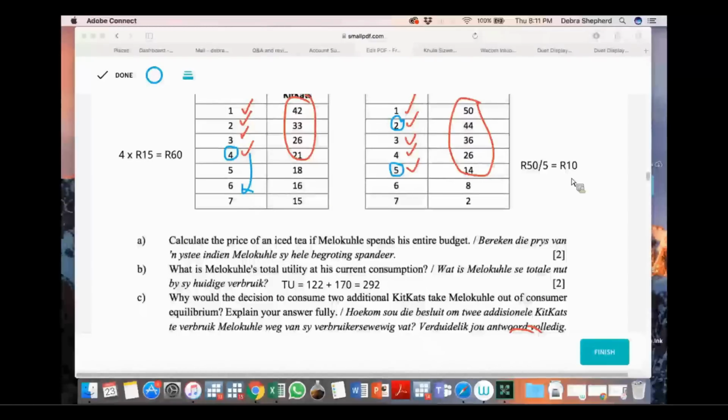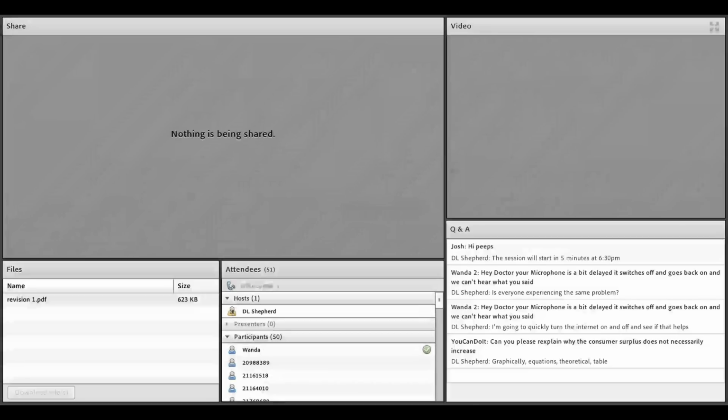And if iced tea is 10 Rand each, and he used to buy 5, but now he has to spend 30 Rand less on iced tea, then he's buying 3 fewer iced teas. So the decision to increase Kit Kat consumption by 2 comes at the cost of decreasing his iced tea consumption by 3. So that's how I got to that answer there.